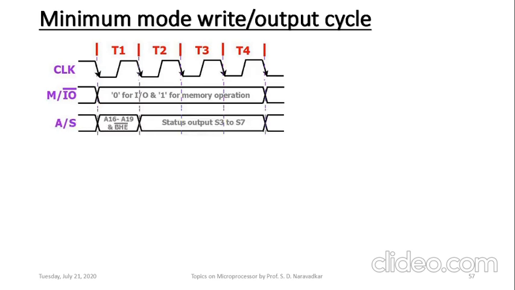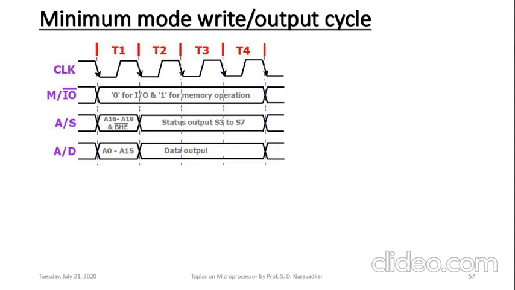Then address status signal also I have explained that higher order address bus A16 to 19 and BHE bar will be output during T1, and immediately after that without any high impedance status will be output S3 to S7. Both are flowing in same direction, that's why no high impedance state in between. But in case of write operation, the next multiplex bus, address data bus, also carries that same logic. Address will be output A0 to A15.